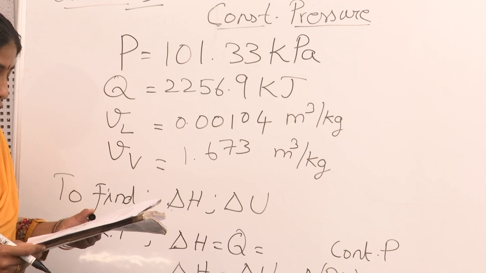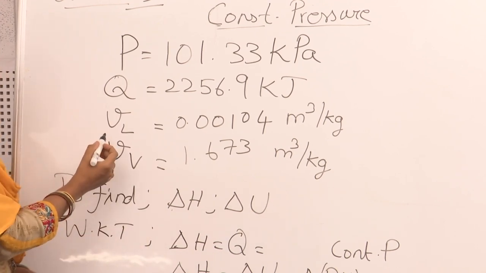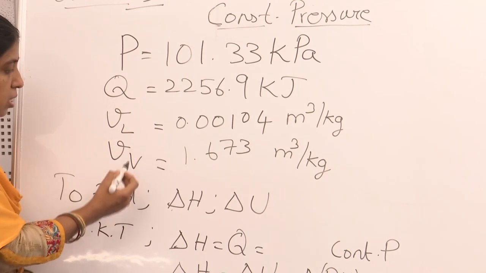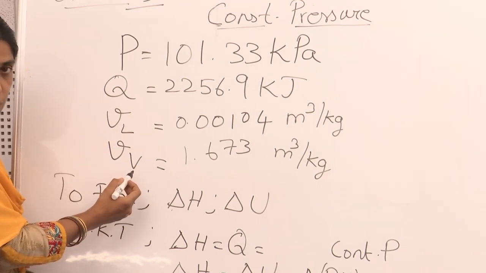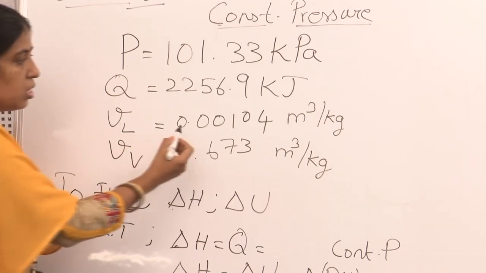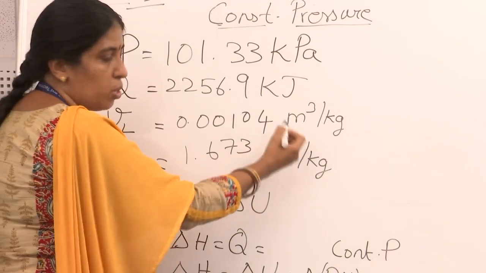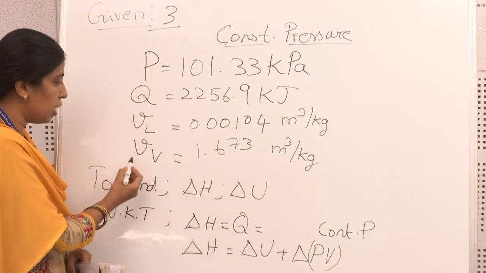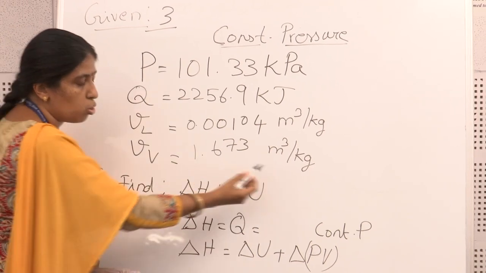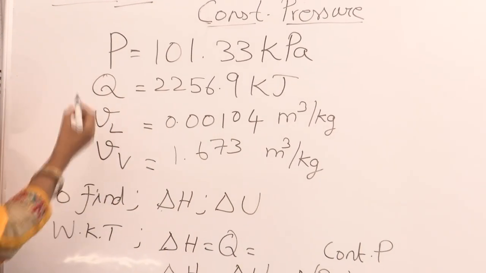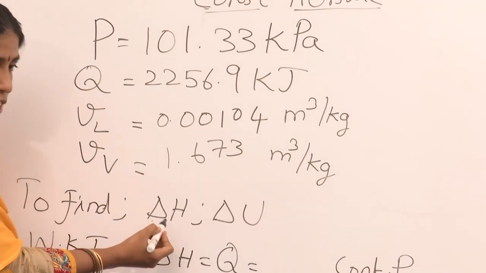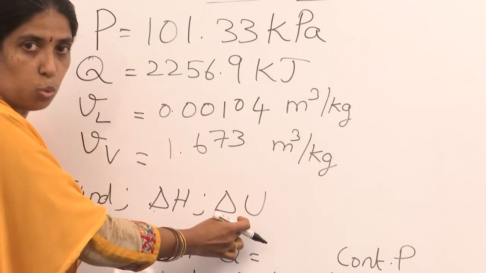The specific volume is represented by small v, and since it is for liquid it is v subscript L, and for vapor it is mentioned as v subscript V. The specific volume of liquid is this much, in meter cube per kg, since it is volume per unit kg. Similarly, the specific volume of vapor is also mentioned in the question. As I have written down, we need to find delta H in this problem and also delta U.